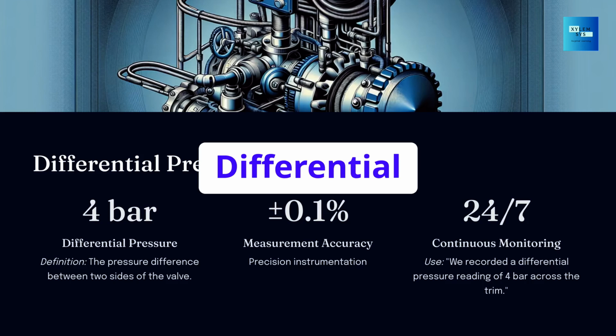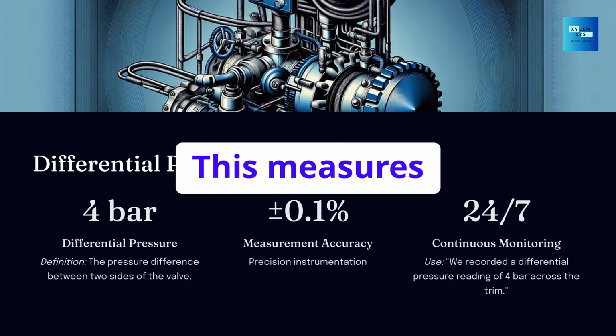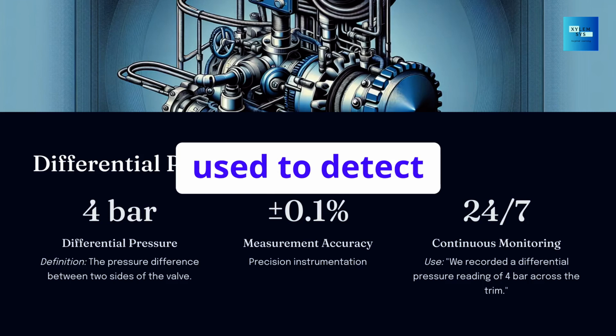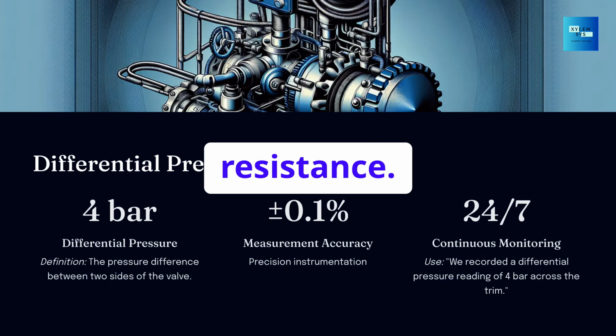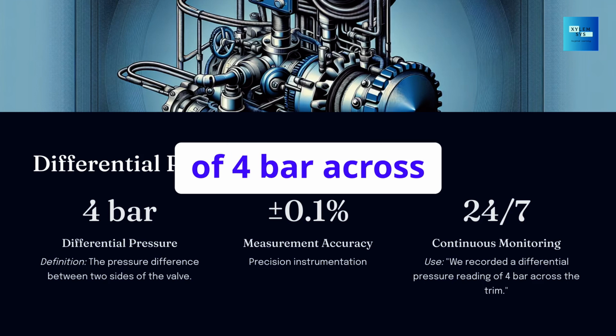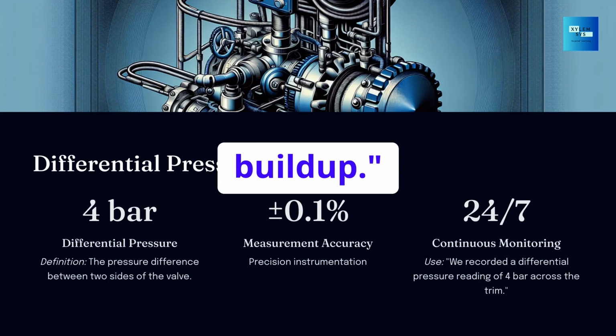21. Differential pressure reading. This measures the pressure difference between valve inlet and outlet, often used to detect blockages or flow resistance. We recorded a differential pressure reading of 4 bar across the trim, indicating buildup.